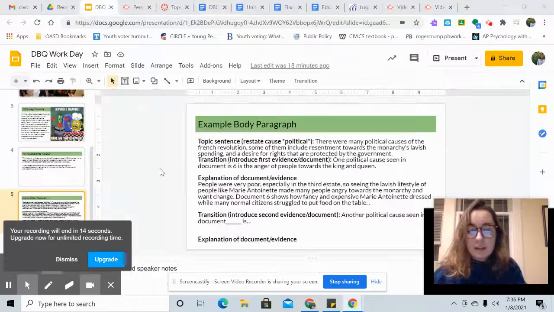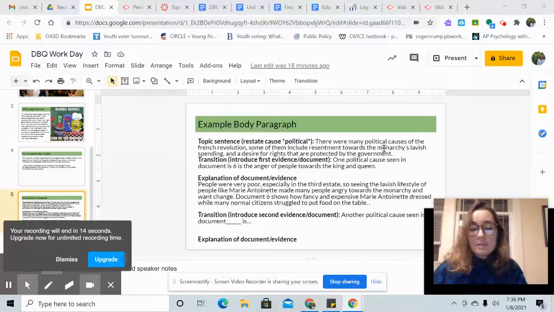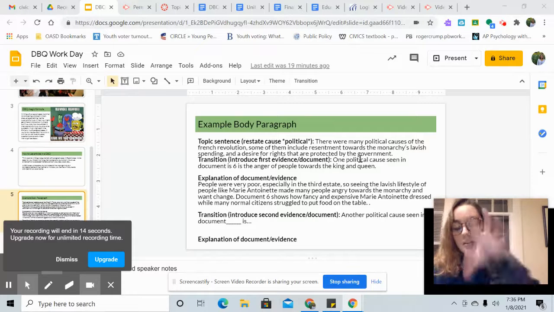You did it. Okay, so here is an example body paragraph that I have for you guys. This one is about the political causes. I have my topic sentence that is introducing what I'm going to be talking about in this body paragraph. So this is about, again, political causes. There were many political causes of the French Revolution. Some of them include resentment towards the monarchy's lavish spending and a desire for rights that are protected by the government. Boom. I said what I'm going to be talking about. I previewed my evidence.